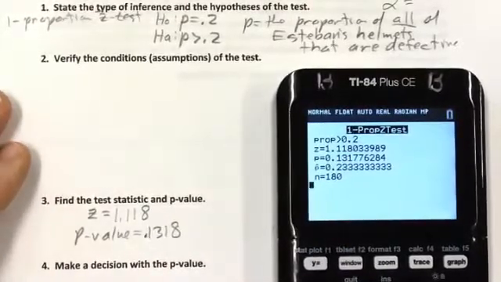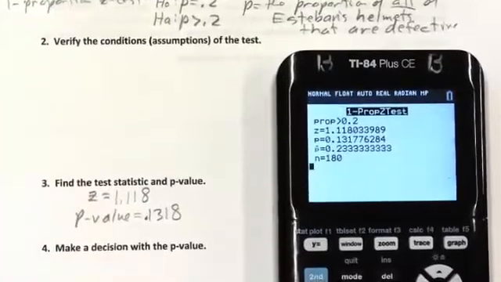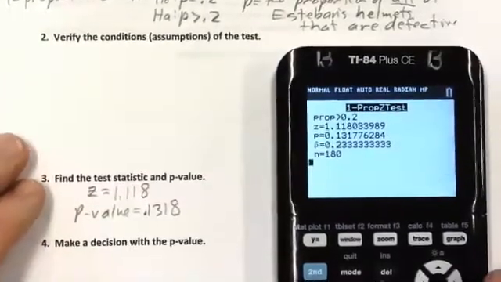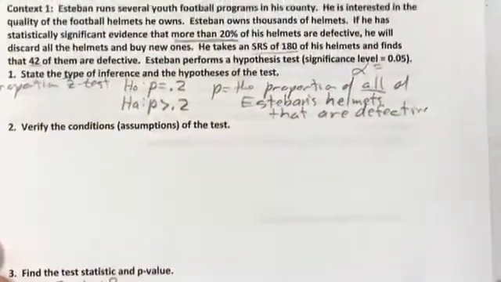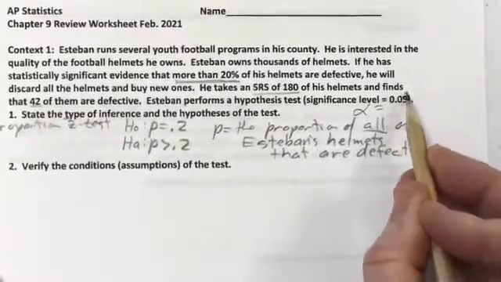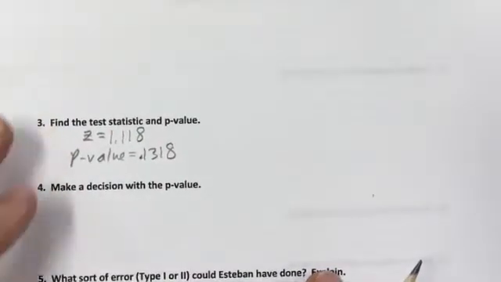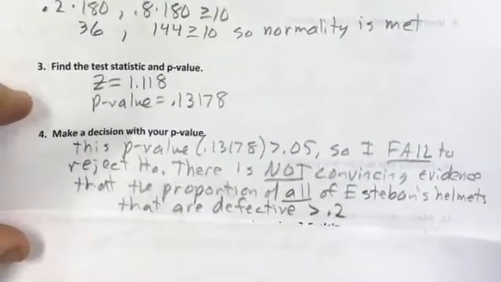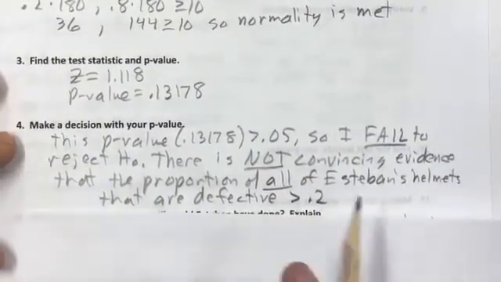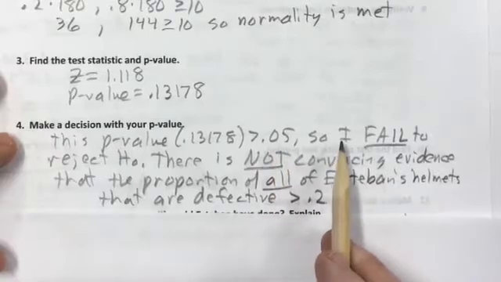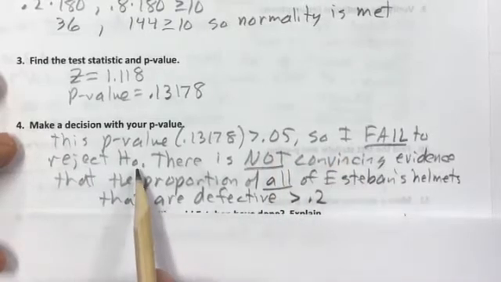And so we have our test statistic and p-value. Make a decision with the p-value. Now, making a decision with the p-value, we have to compare it to our alpha. If the p-value was less than the alpha, we would reject the null. Since it's greater than alpha, we fail to reject the null. So what we would say there is this. This p-value is greater than 0.05, so I fail to reject the null hypothesis.